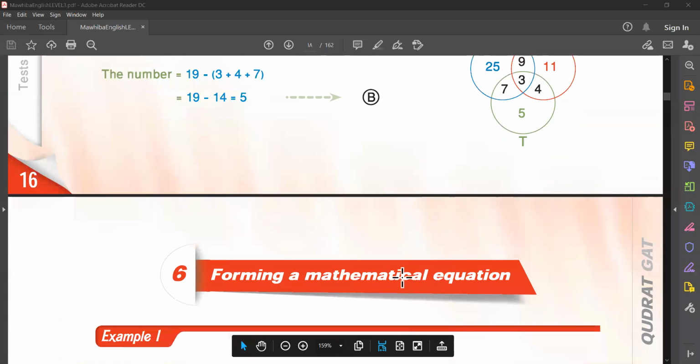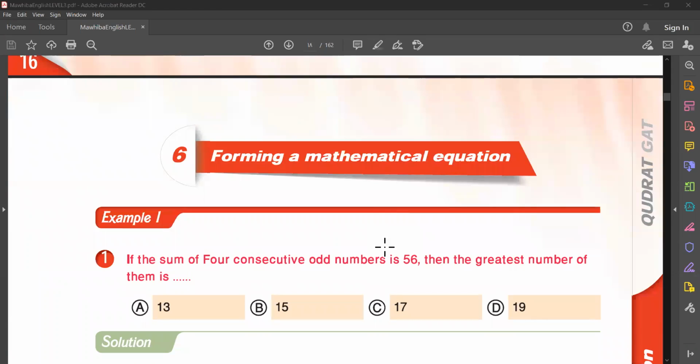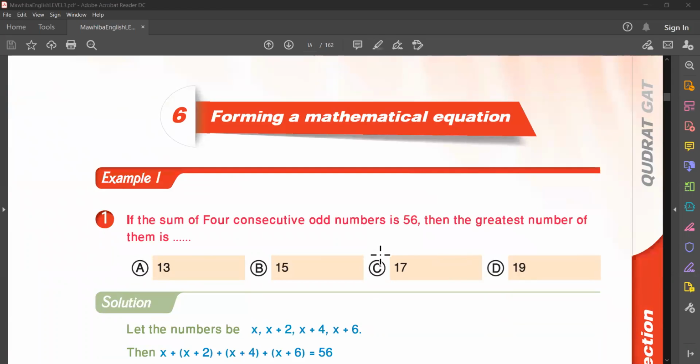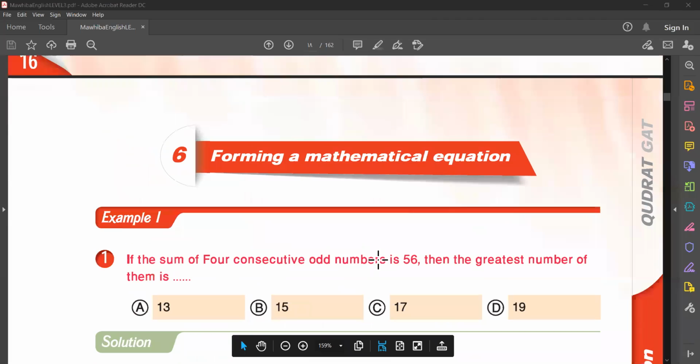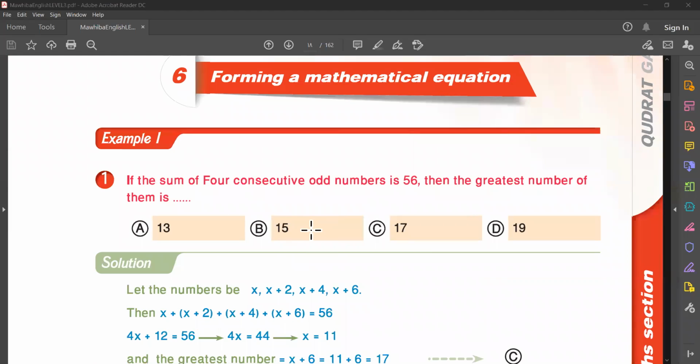Okay, we can take the 6 strategies, because this is the last strategy. We want to finish the strategies, and then we will solve the problems or the model exam. Now this is the 6th one, forming a mathematical equation, forming mathematics to solve problems.